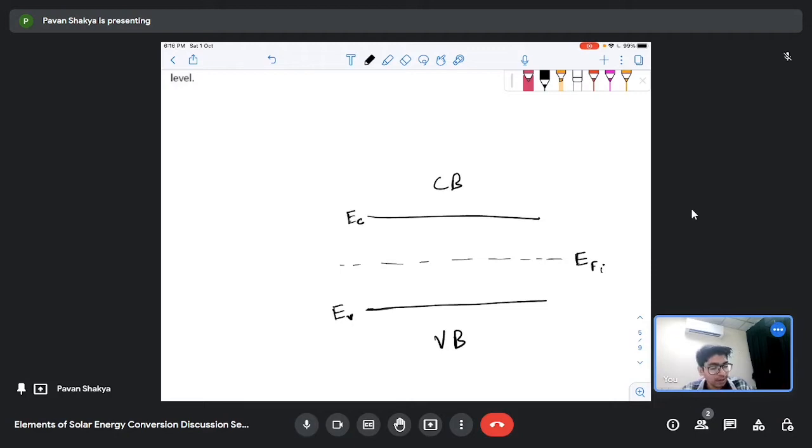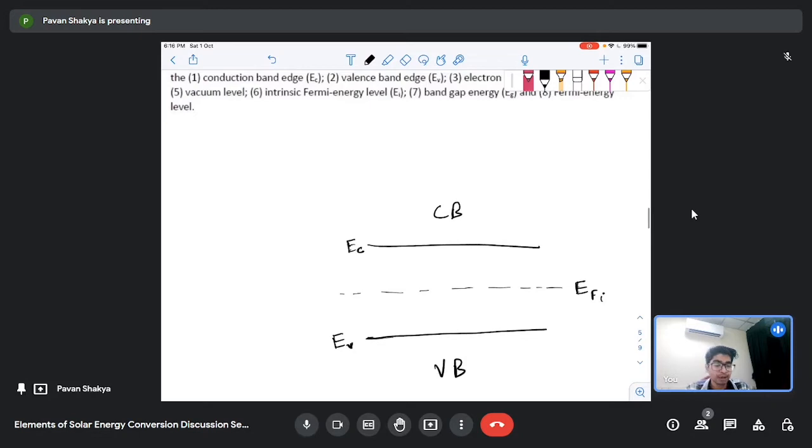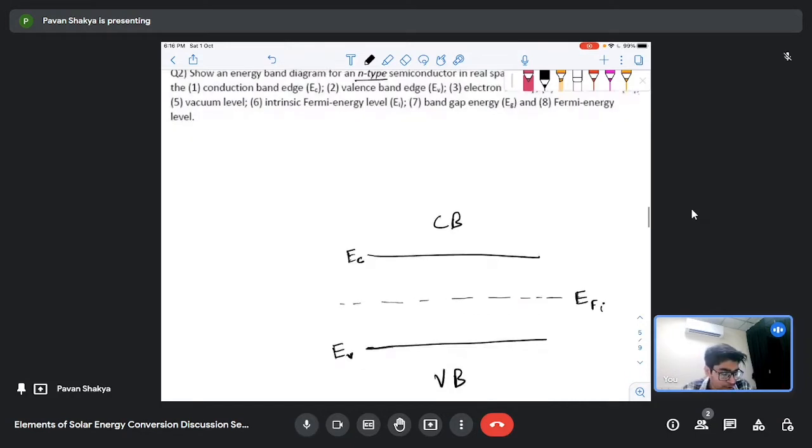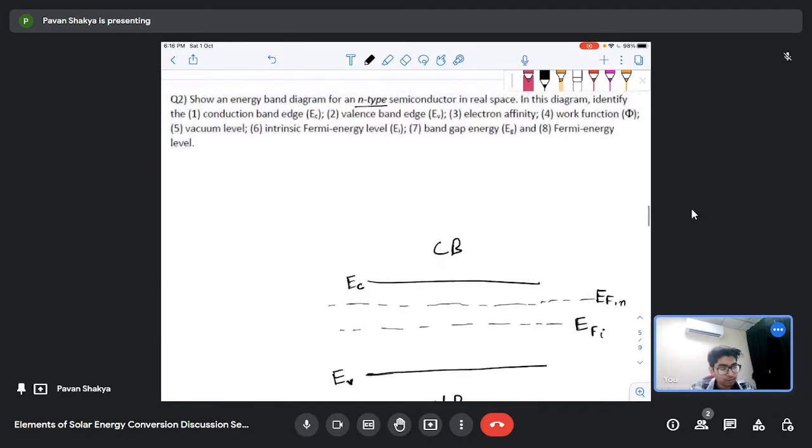Similarly, for the conduction band, the energy level can be denoted near this edge, that is represented by the EC. And now what will happen is that because of the doping, and in the problem it is given that it is an n-type semiconductor, the Fermi level will shift towards the conduction band. So this one will be the Fermi level for this n-type. Okay. Now we have seen the conduction band edge and the valence band edge. Next one is the electron affinity.